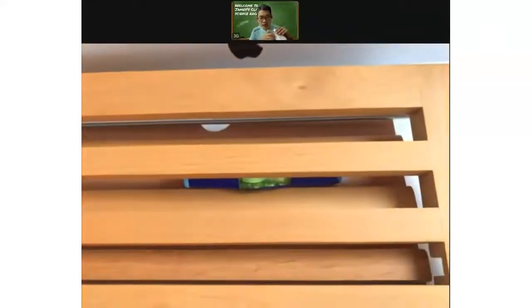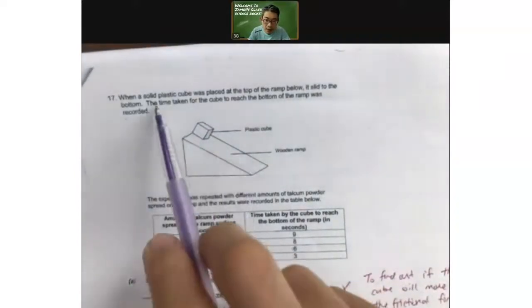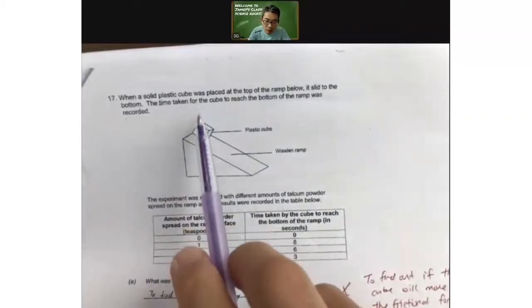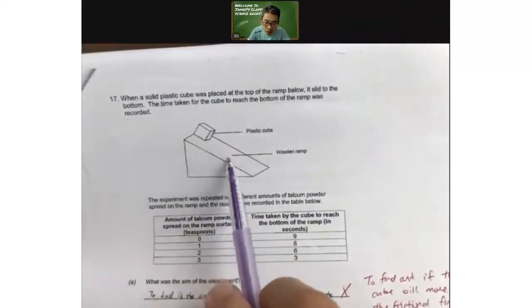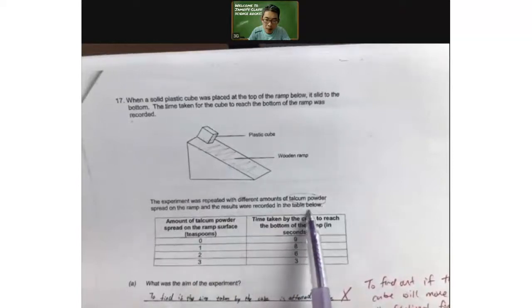We're coming to the end of this video, so hang in there. Now, when you talk about frictional force, you can talk about things on an inclined plane like this. There's a solid plastic cube placed on the top, and the time taken for it to reach the bottom of the ramp was recorded. Then they changed the smoothness of this surface by putting different amounts of talcum powder. What powder is this? It's actually just baby powder that they put on the body after they bathe. Alright, they put powder on the ramp, and the results were recorded in the table below.